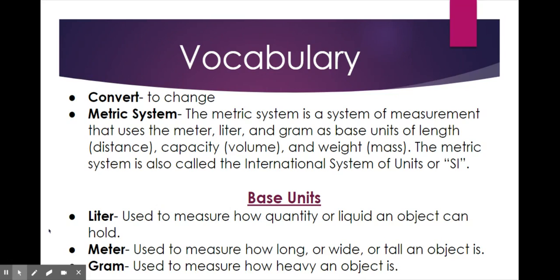The metric system is a system of measurement that uses the meter, liter, and gram as base units of length, which is distance, capacity, which is volume, and weight, which is mass. The metric system is also called the International System of Units, or SI. It was designed in the late 1700s as a way to simplify and standardize measurements.